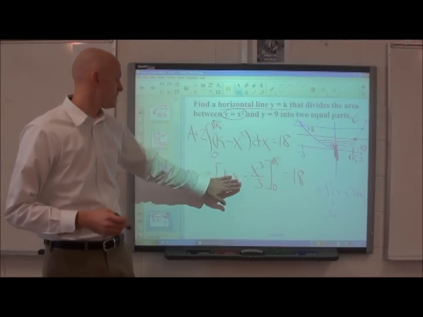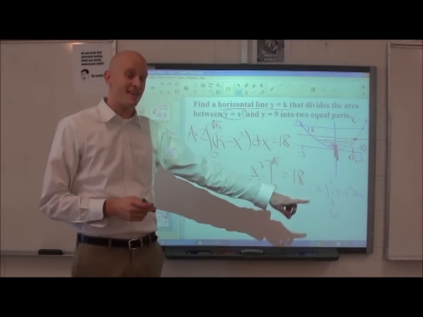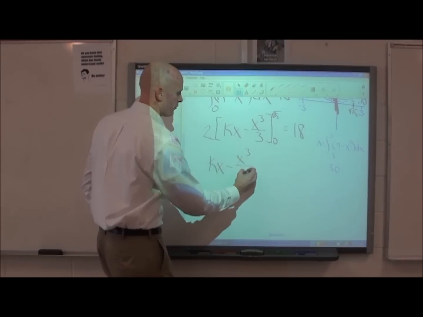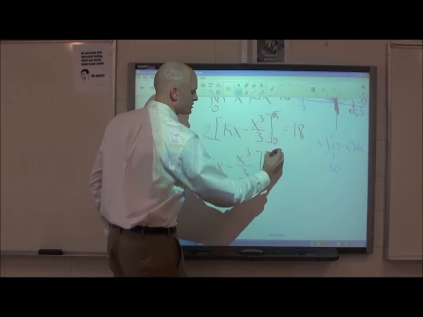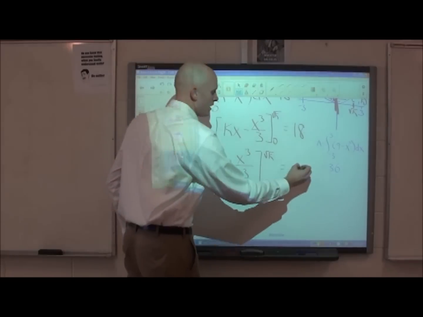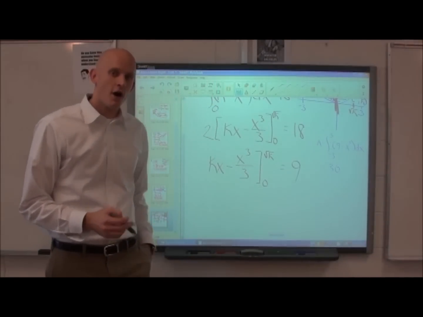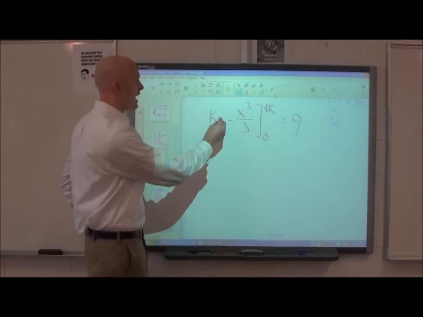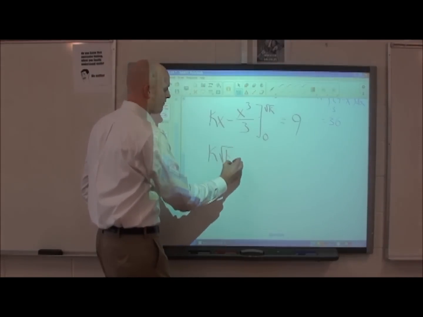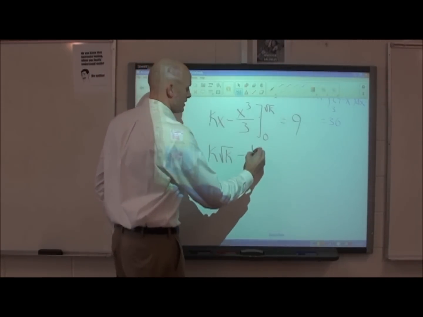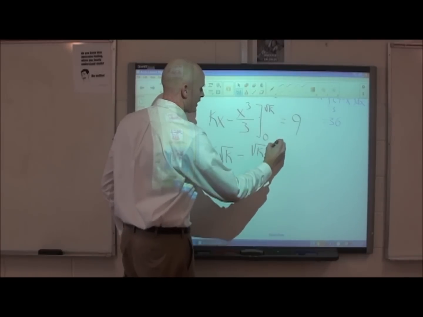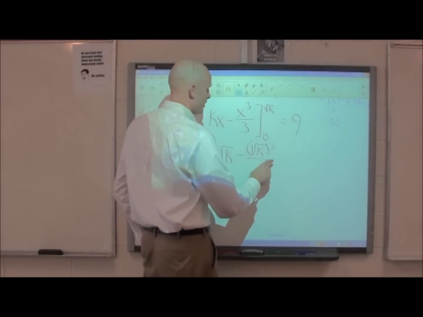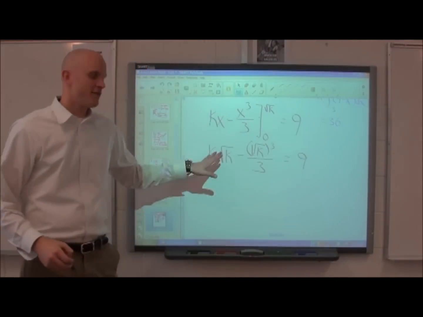So, fundamental theorem of calculus, I still have my 2, but we know that we can divide that 2. So this, kx minus x cubed over 3, evaluated from 0 to the square root of k, is equal to 9. Solving, using the fundamental theorem of calculus, substitute this in for x. It would be k square root of k minus square root of k cubed over 3 equals 9. Now we have it all in terms of k.